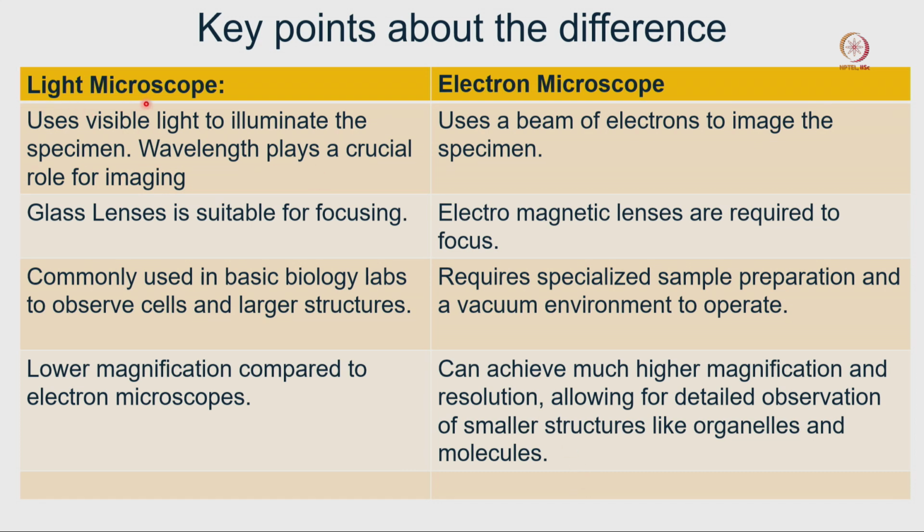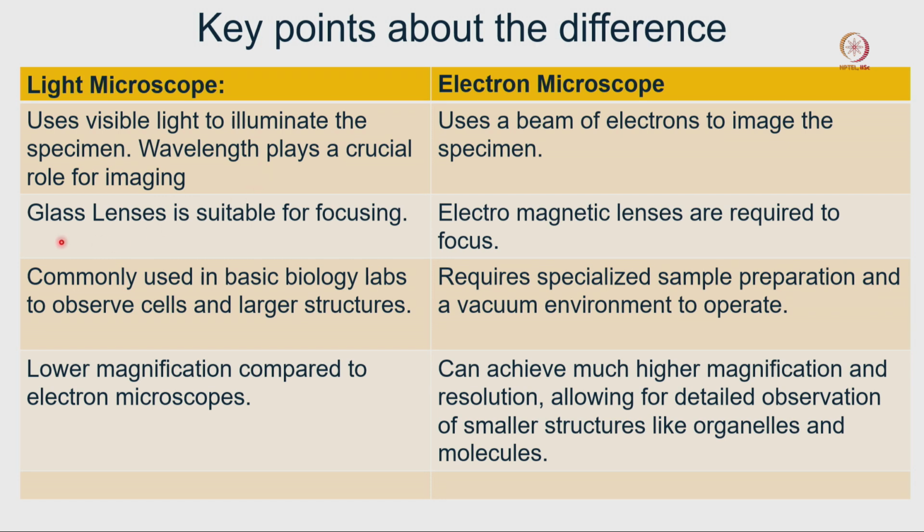I have discussed this a couple of times: in the light microscope, light is used to illuminate the sample, and in the case of the electron microscope we are using electrons to illuminate the sample. Now, what is the key difference here? The key difference is the wavelength. What is the wavelength of the light? Wavelength is playing a very crucial role.